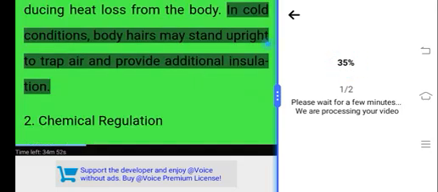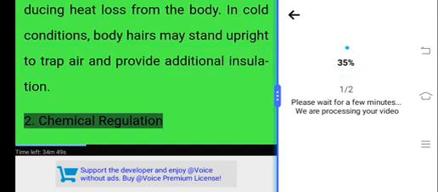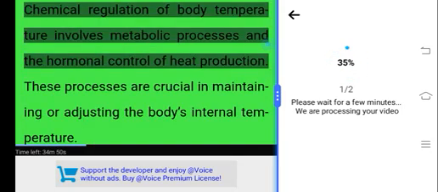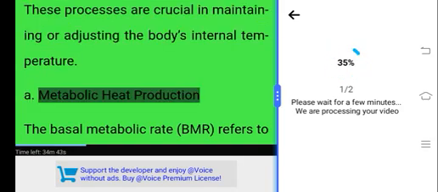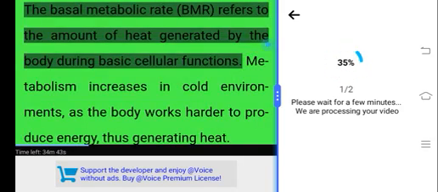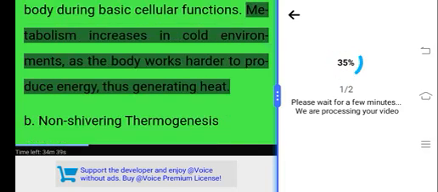In cold conditions, body hairs may stand upright to trap air and provide additional insulation. 2. Chemical regulation. Chemical regulation of body temperature involves metabolic processes and the hormonal control of heat production. These processes are crucial in maintaining or adjusting the body's internal temperature. A. Metabolic heat production. The basal metabolic rate (BMR) refers to the amount of heat generated by the body during basic cellular functions. Metabolism increases in cold environments as the body works harder to produce energy, thus generating heat.